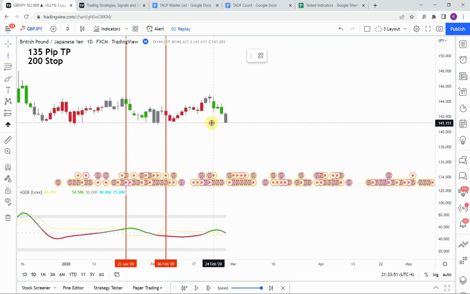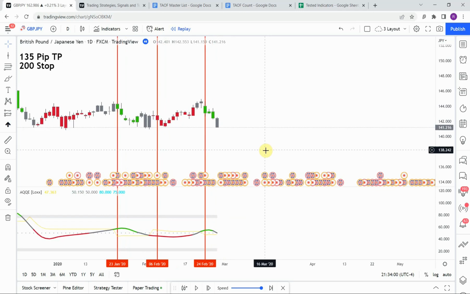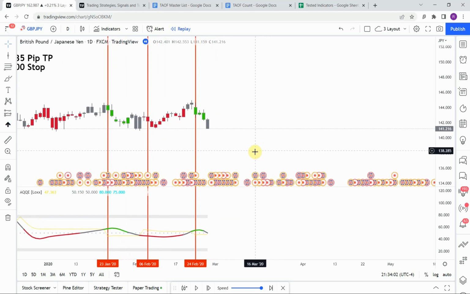Looks like we pick up another signal right here. It's going to be a long signal, and you can see that almost immediately we get a push to the downside. That one does come down and also stops us out. Let's go ahead and continue on.